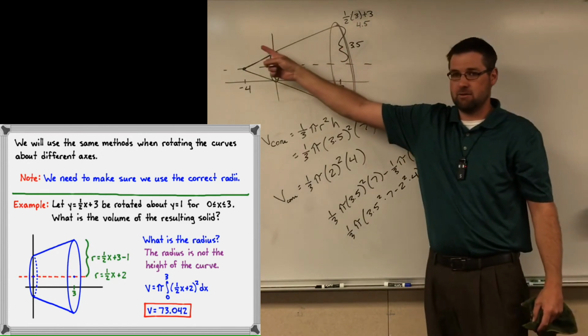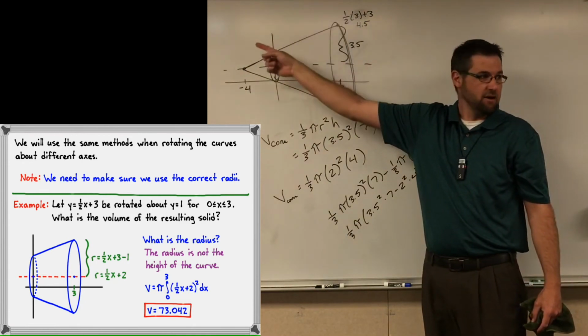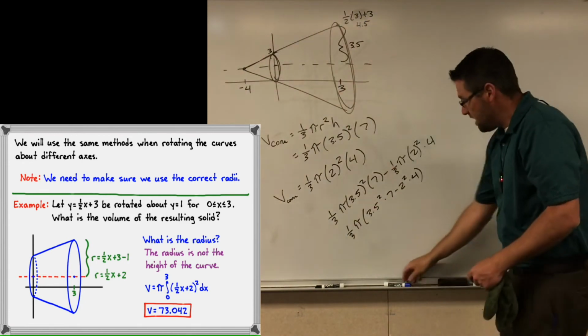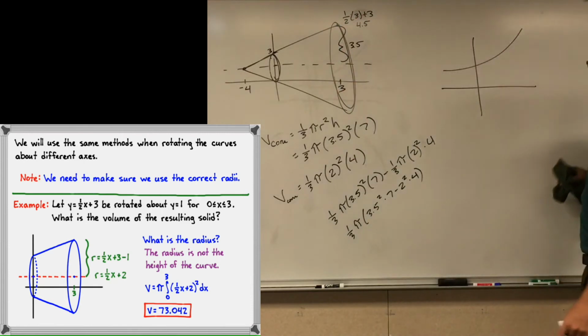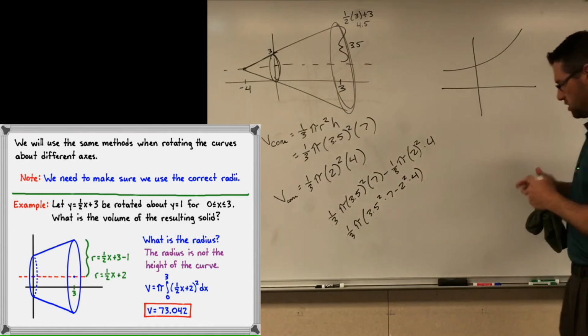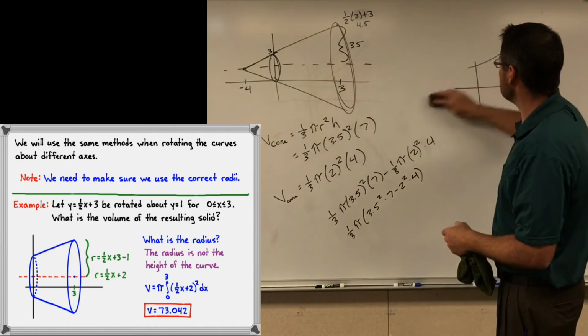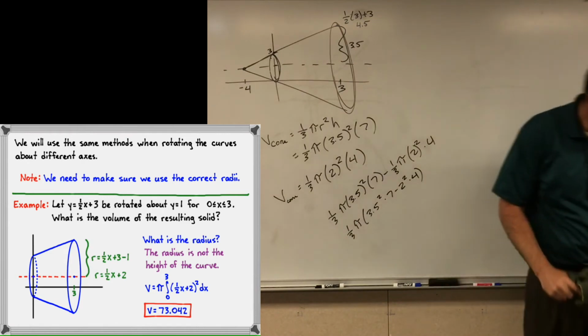Because this is a line, right? It makes a perfect cone. If it was this, you couldn't do it geometrically, because you don't know the volume of whatever shape that is. All right, enough of this. Let's see if you guys can actually do one.